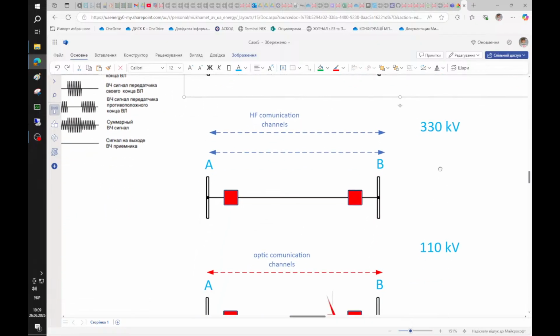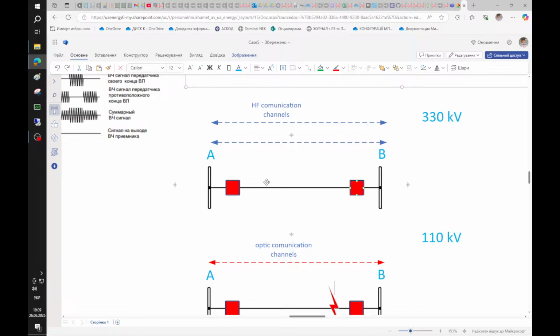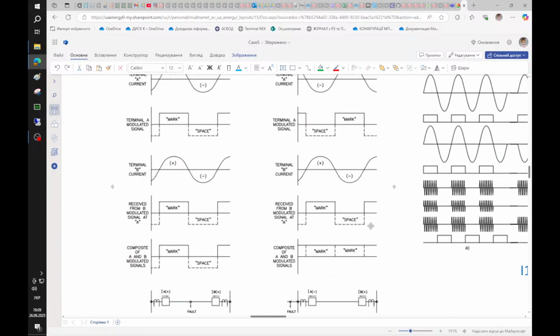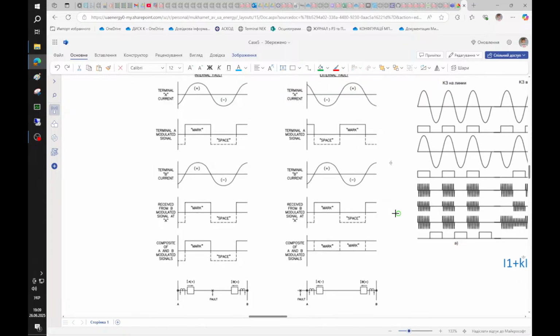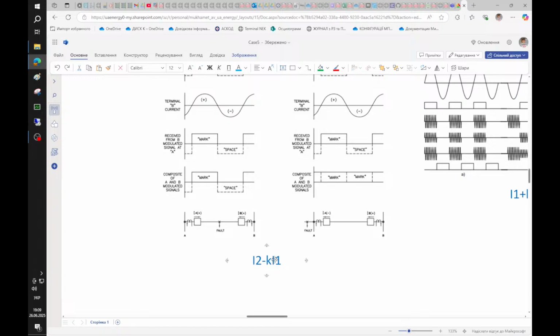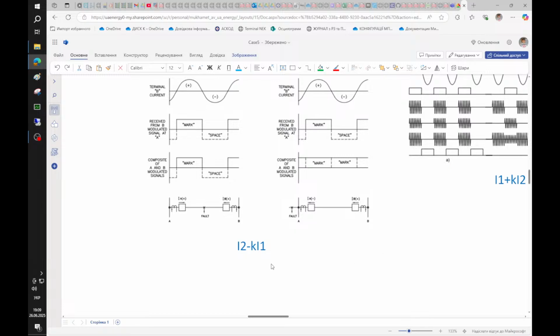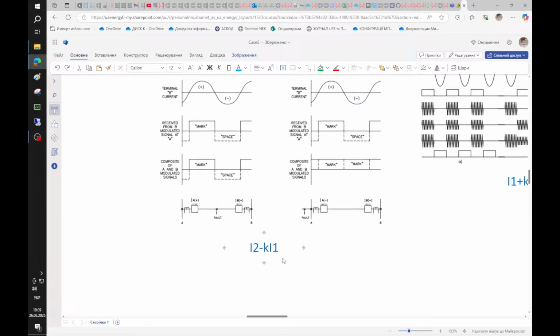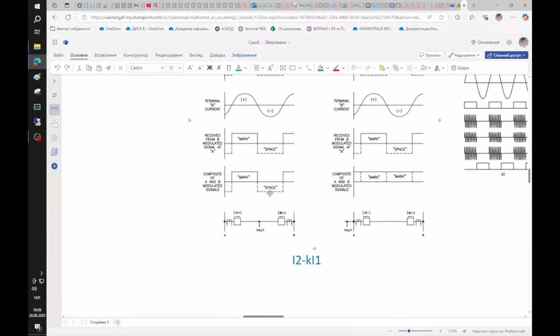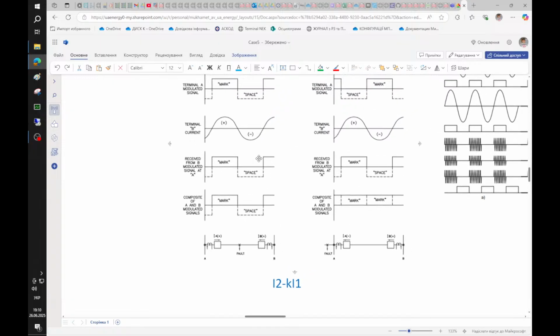Let's look at another case, with GE L60. L60 works in a similar way. This is a picture from the L60 manual, but it uses a different combination of positive and negative sequence currents. But the principle is the same. During an external short circuit, we receive a continuous high frequency signal, and during a fault on the protected object, we have pauses.